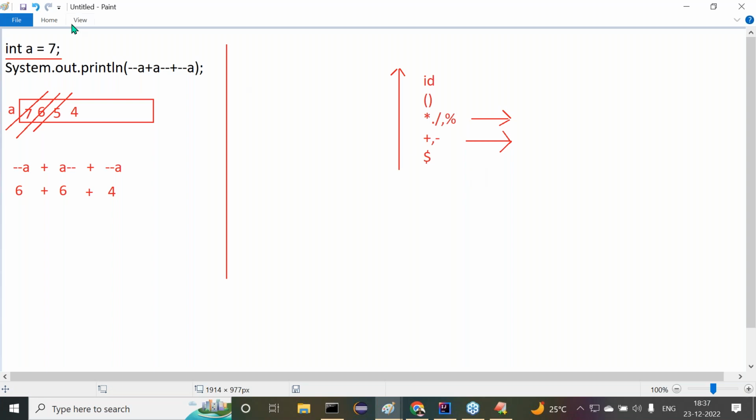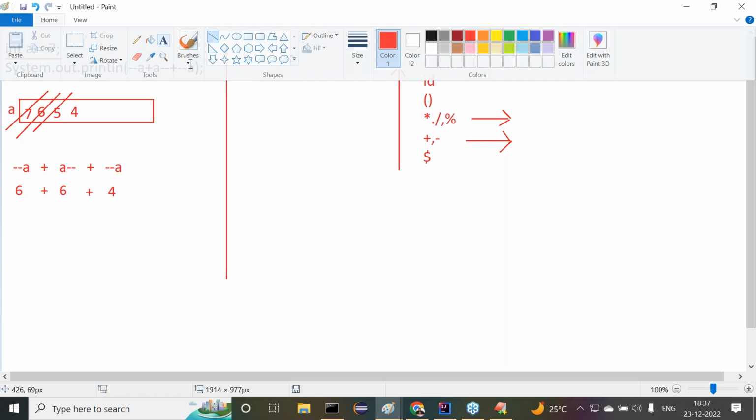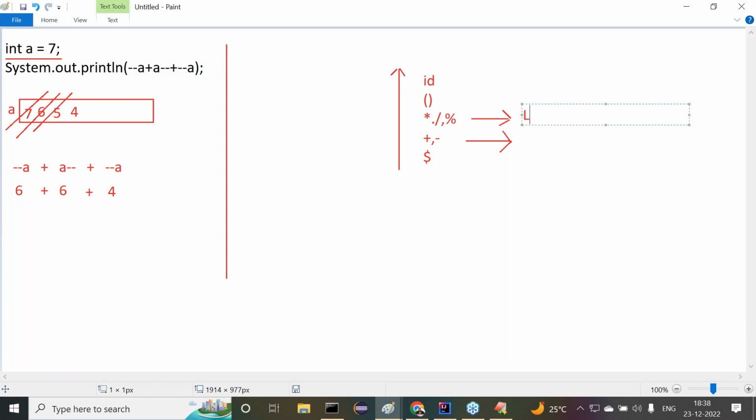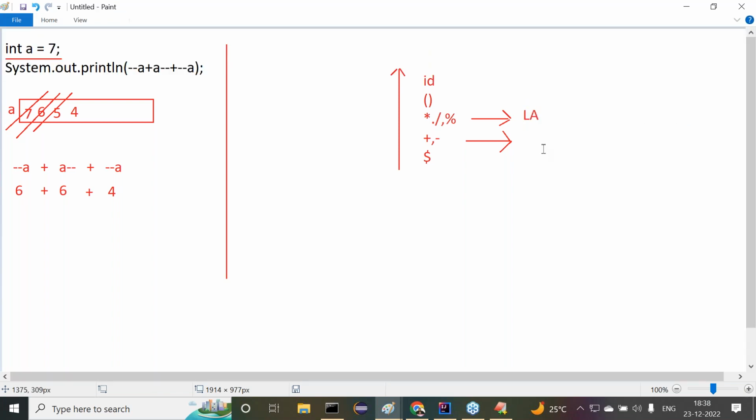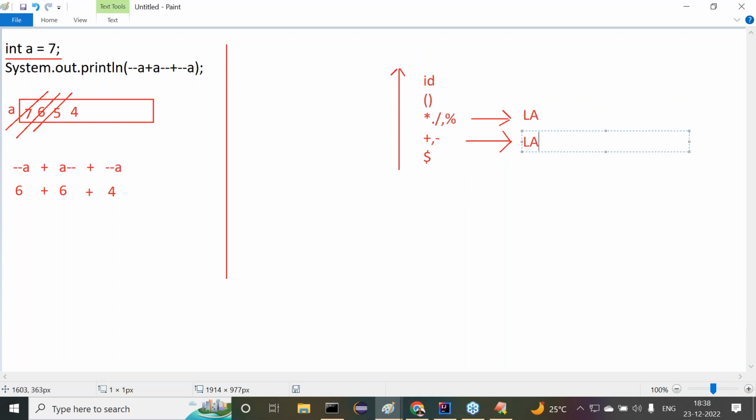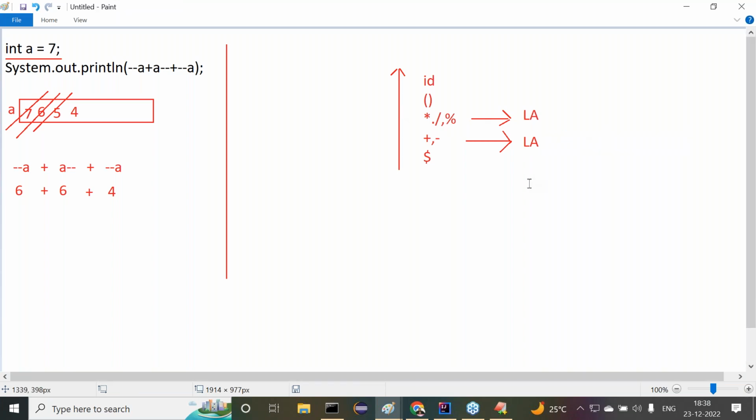In Java, nearly everything goes with left associations. Star, slash, and percentile are all left associations only. We don't have right associations in the case of Java. Maybe in other programming languages, right associations are available. In Java these operators have left associations, so we evaluate everything as per left associations.